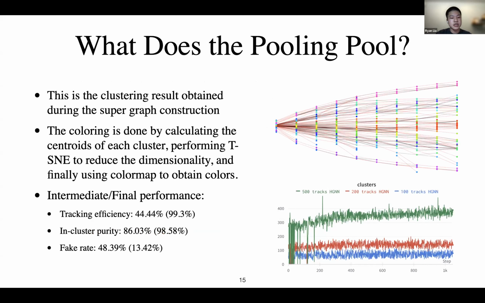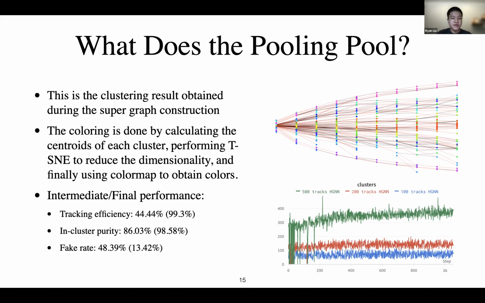The last thing we're interested in is what exactly the pooling algorithm is learning, because so far we didn't use any heuristic. Here I show the clustering result we obtained when the model is constructing the supergraph. The coloring is made to let those nodes close in the embedding space share similar colors. As we can see in the diagram, it is really learning to cluster hits of the same particle together. Also, tracks that have similar curvature and location share similar colors, which implies that they are closer in the embedding space. Hence, they are more likely to be connected in the supergraph.